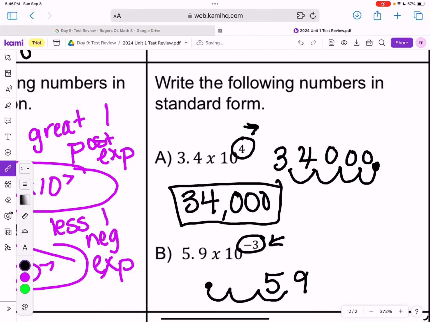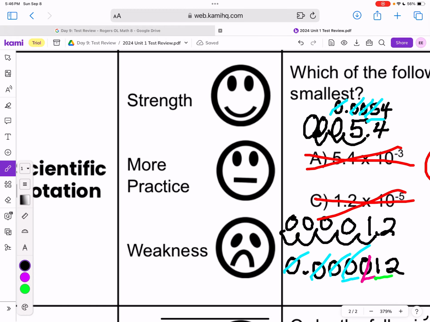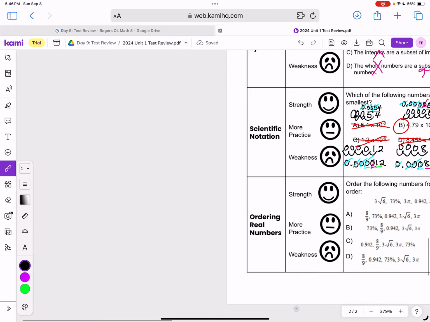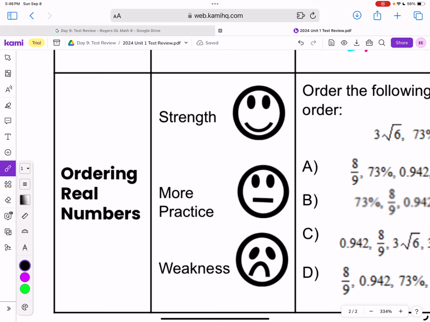And remember, once you're done with that section, you want to go through and determine if that was a strength, if you think you need more practice, or if that's something that's your weakness. Okay? Let's take a look at ordering real numbers. With a lot of these, you do not want to do these in your head. You're going to want to put them into a calculator and get an actual estimate. You do want to keep track of which number is what in the calculator, so I do suggest writing it on the paper so you don't lose track.